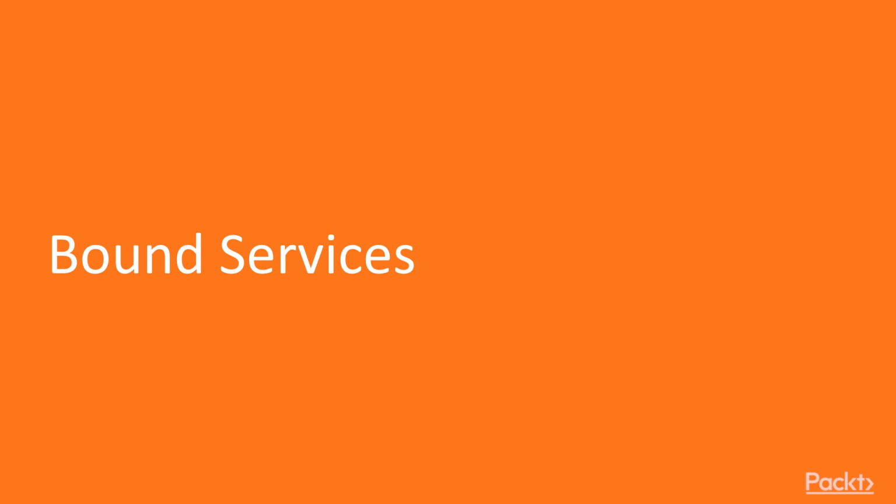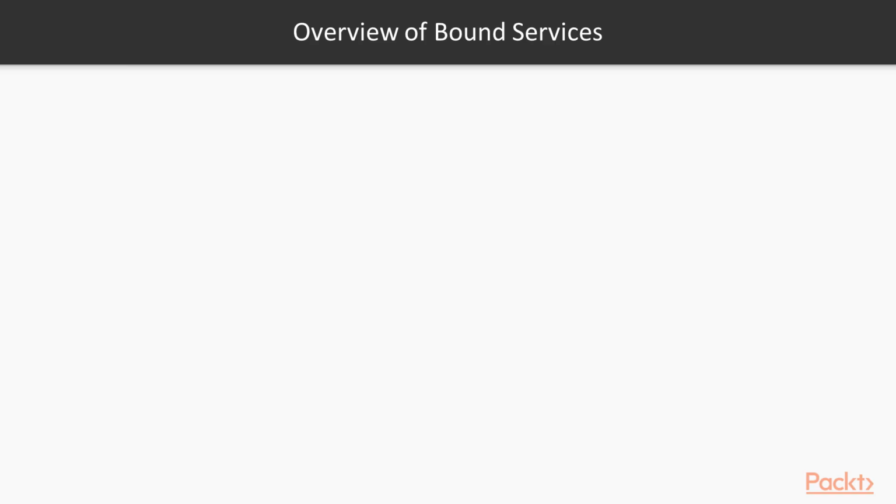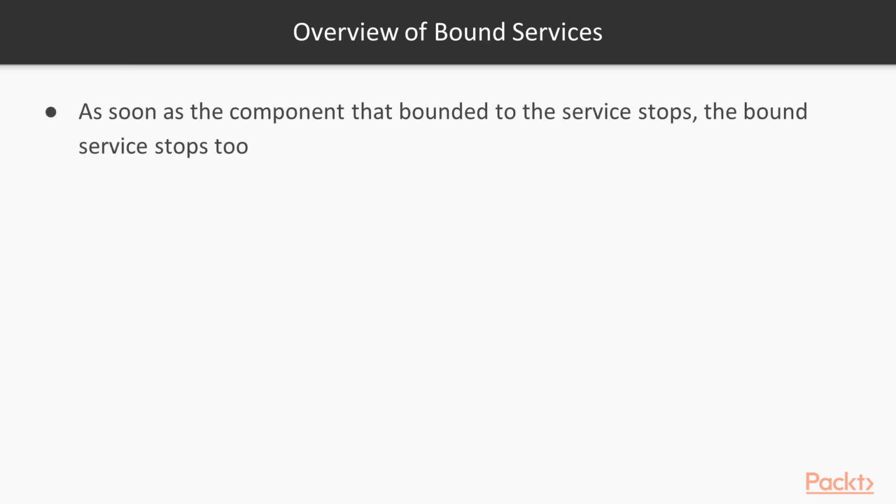A bound service is one that allows application components to bind to it by calling bindService. To create a long-standing connection, it generally doesn't allow components to start it by calling startService. Unlike the started service, the bound service can communicate back with the bound component. The first difference from the other two types is that as soon as the component that bound to the service stops, the bound service stops too. You don't really need to stop it, as it gets unbound after finishing its task.